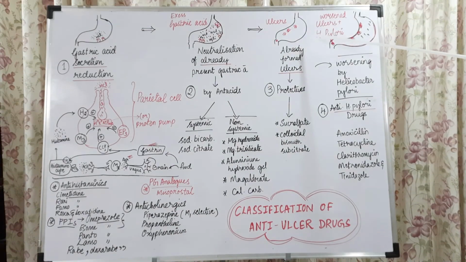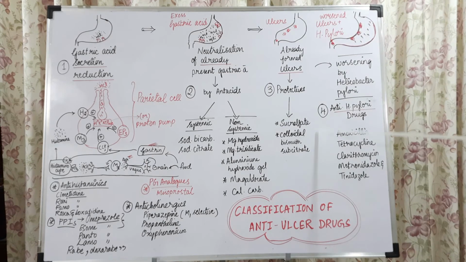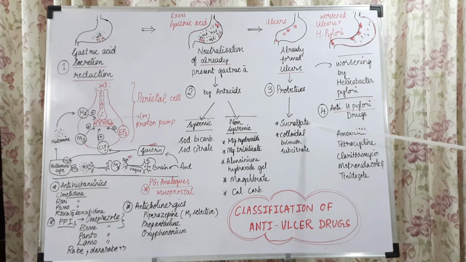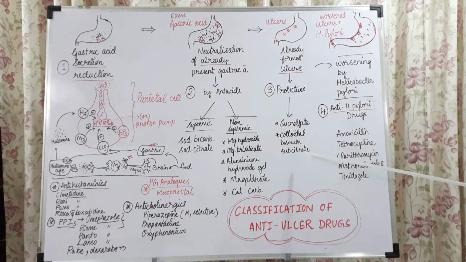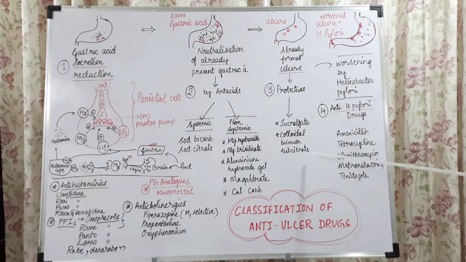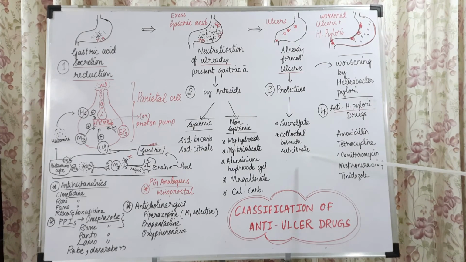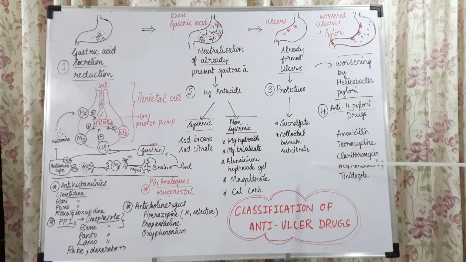Next one is ulcer protective agents. They are sucralfate and colloidal bismuth subcitrate. They are going to coat the ulcers that are present in the stomach and then they inhibit the aggravation of the ulcer and protect the ulcers from getting aggravated.